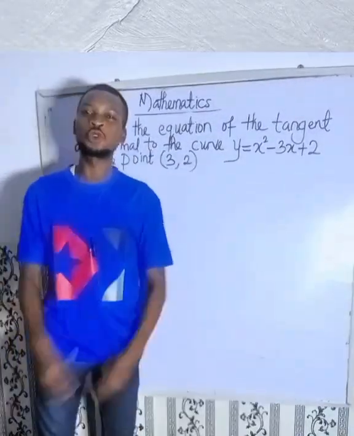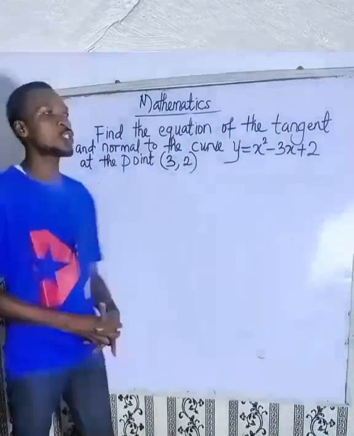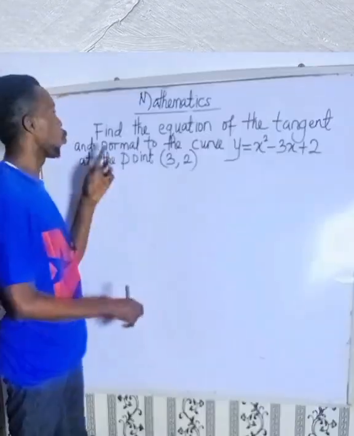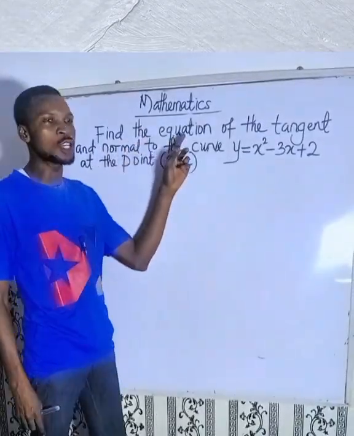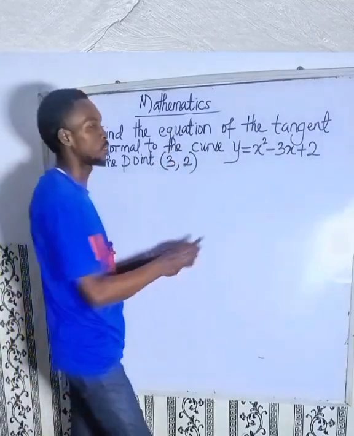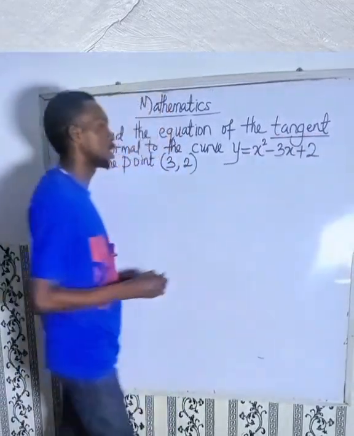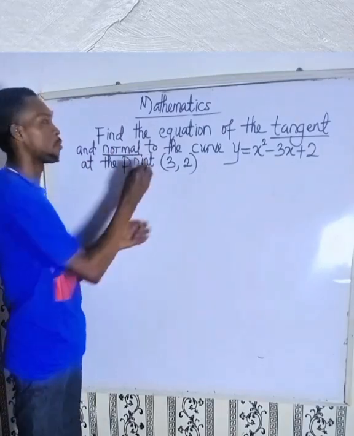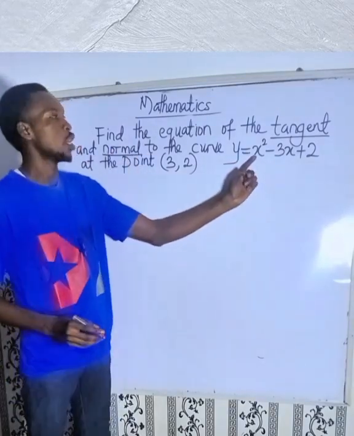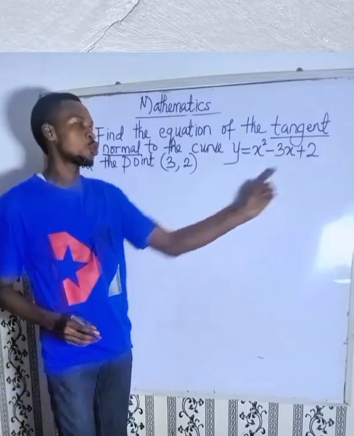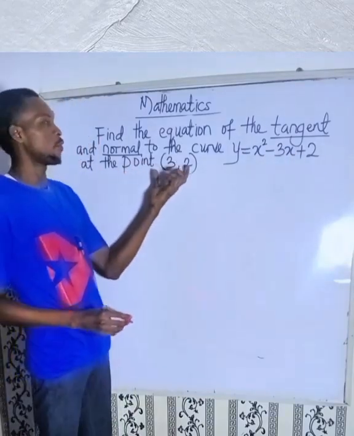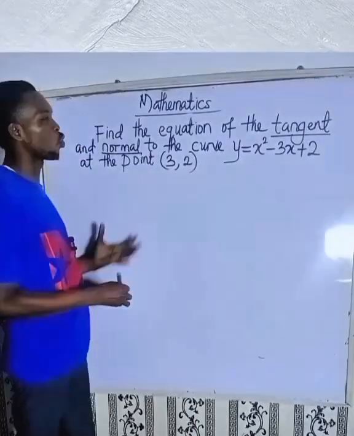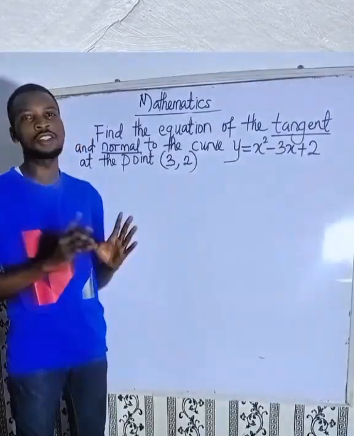Hi everyone, my name is Tuto Coco, and in today's tutorial, we want to solve a question. The question says that we should find the equation of the tangent and normal to the curve y is equal to x squared minus 3x plus 2 at the point (3, 2). Now, how do we find the equation of tangent and equation of normal? This is very, very simple.